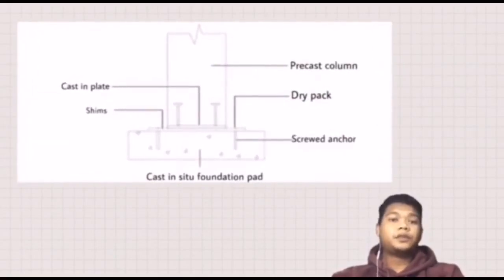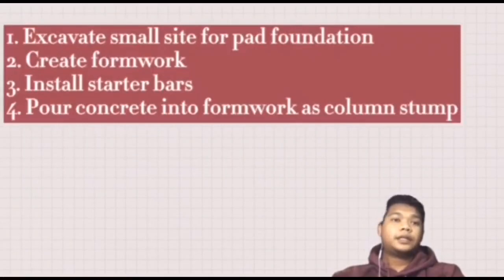Okay, for the installation process, we have to excavate a small site for the pad foundation, and then we must create a formwork before we install the starter bars. After all is finished, we have to pour concrete into the formwork as a column stump.